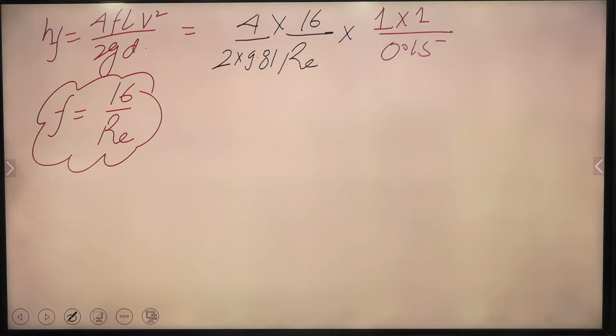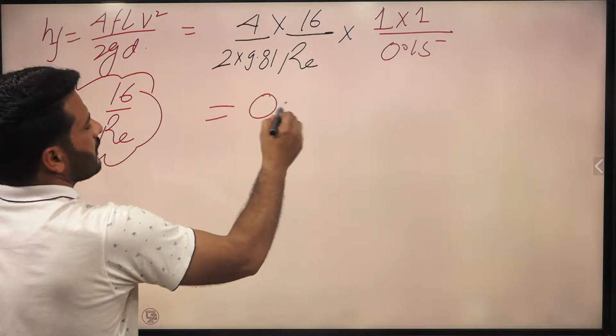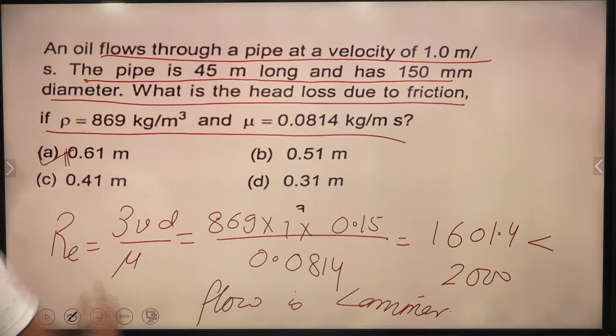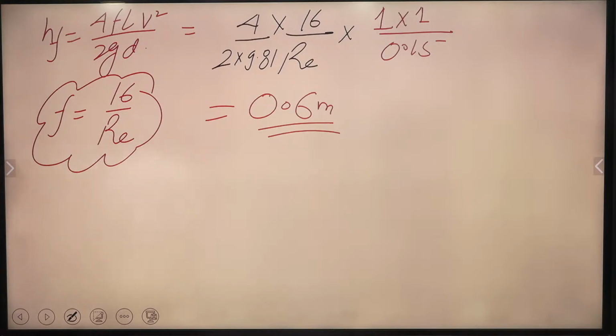Okay, so it is coming to be 0.6, in terms of meter. So I solved it now. It is coming to be option A. Option A is the answer. Just have a look. Is it okay or not? So have a look at the solution part. Is it okay, guys?